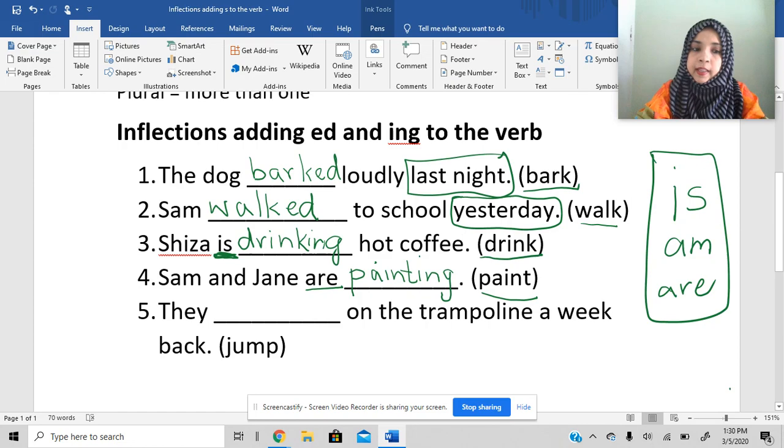Number five is they dash on the trampoline a week back. Now, what is telling us that something has already happened a week back? So, this jump will become jumped. Jumped. J-U-M-P-E-D.